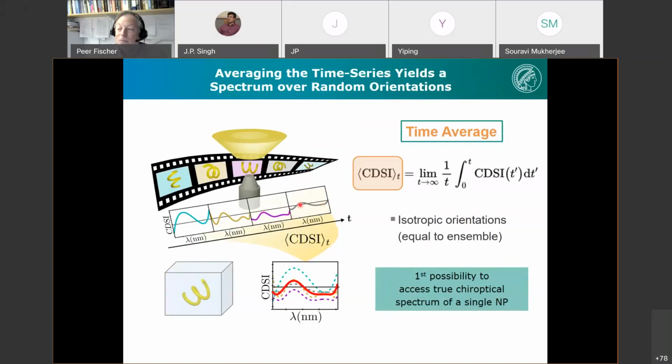So we will get a movie, a time series of spectra, each one for another orientation. And then we can take the time average, i.e. we average the time series of spectra, and this must be equivalent to the ensemble spectrum. That is what the ergodic principle says. And the ensemble spectrum is the average over all orientations. And thereby we have eliminated the possibility of the artifact that you would get in lots of experiments on surfaces.